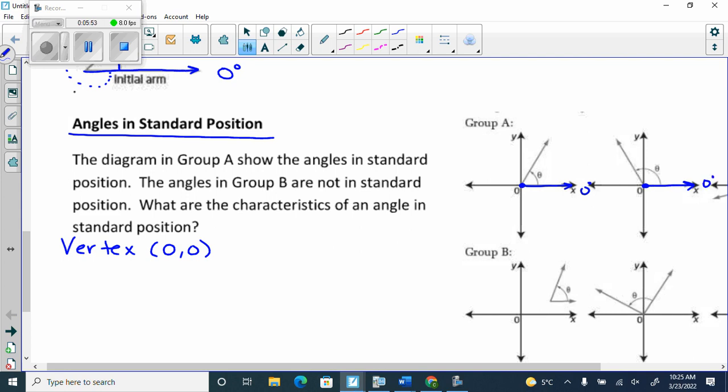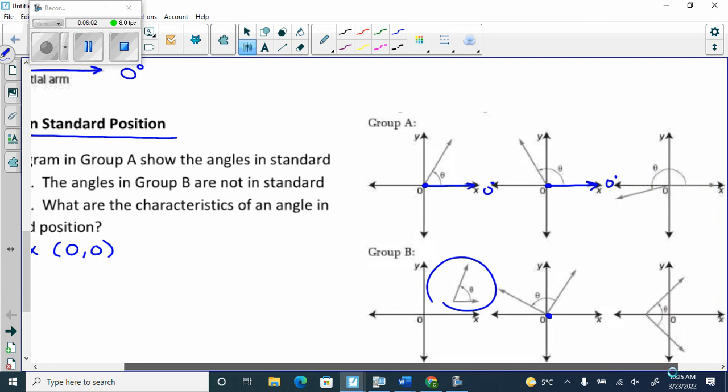This one, the vertex is at 0, 0. This one, I don't know what this is. This is just chaos. This one starts at 0, 0, but if you look at my terminal arm, or my initial arm, is it on the x-axis? No, and this one's just chaos again. This one has an initial arm on 0 degrees as well, and it's rotating about 0, 0, right? So your initial arm, all right here, is at 0 degree start, or the positive x-axis.